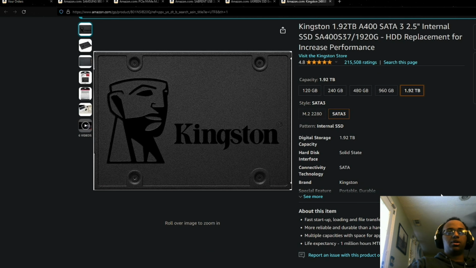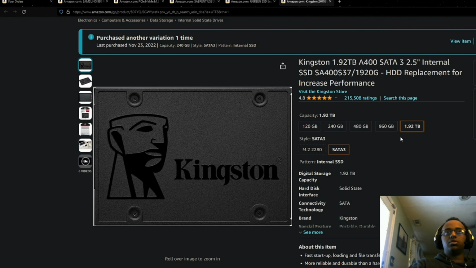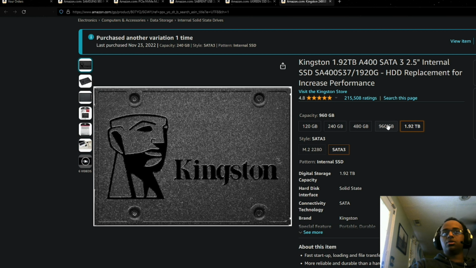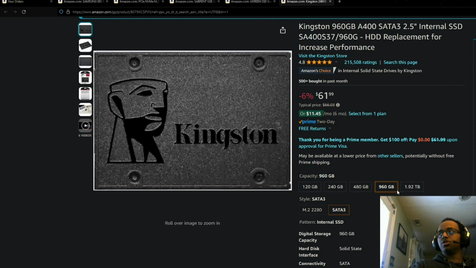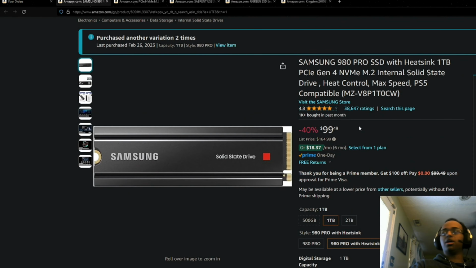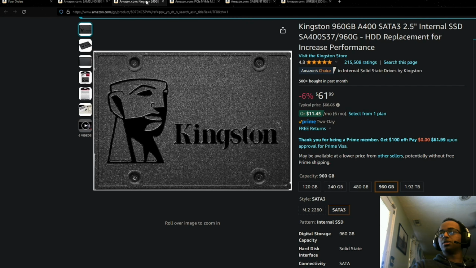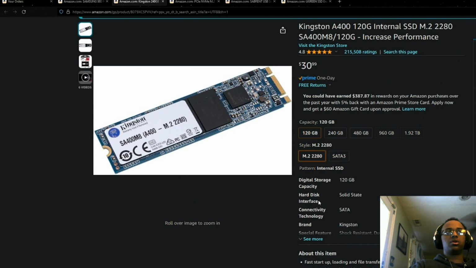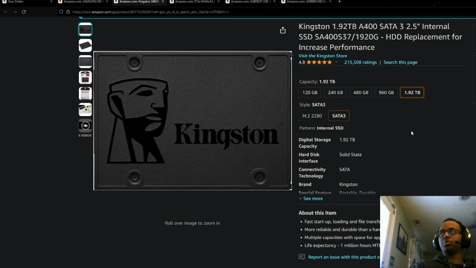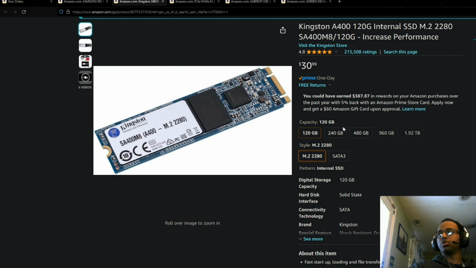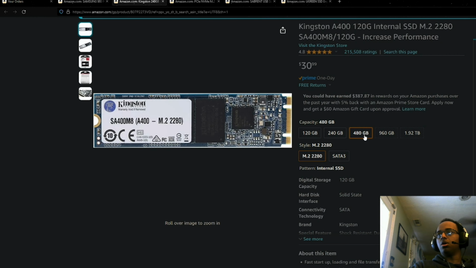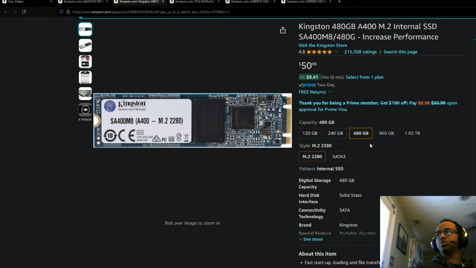Let me see something here. Do they not offer 1.92? That's strange. How about 960? Yeah, 960 gigs on a SATA SSD compared to 1 TB. It's like a $30 difference between $100 here and $62 here. Ooh, wait, hold on, they have M.2. $30 for 120. How about 120? How about 119? No, no. That's all they offer. They offer up to 480 for $50. That's not too bad actually.